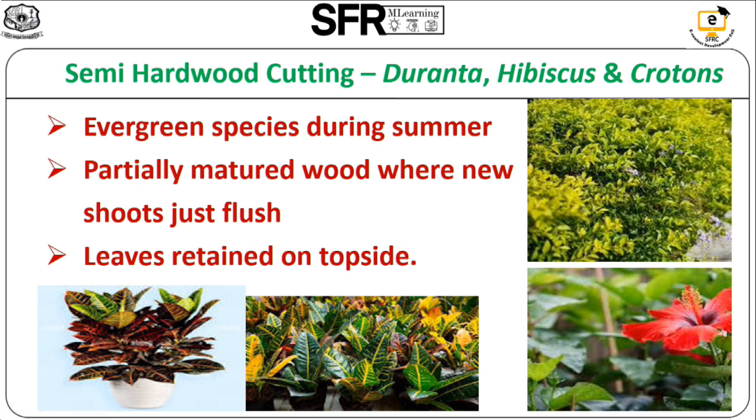Hardwood is the matured wood, and here the leaf should be retained on the top side. In hardwood we just see whether the leaf should be retained on the top side or not; it is better to have it on the top side, but here it should be on the top side, and it should be of partially matured wood. And one more thing you have to note down, you can see where new shoots have just flushed.